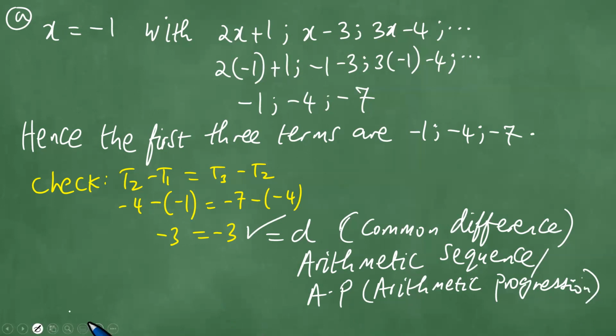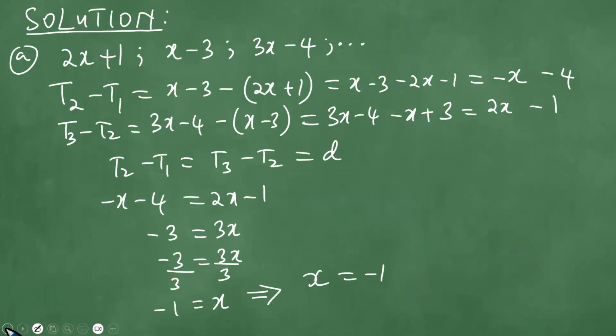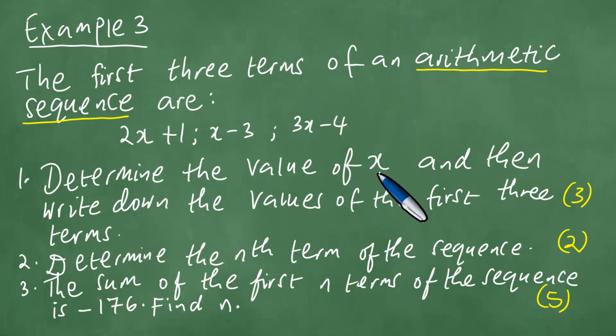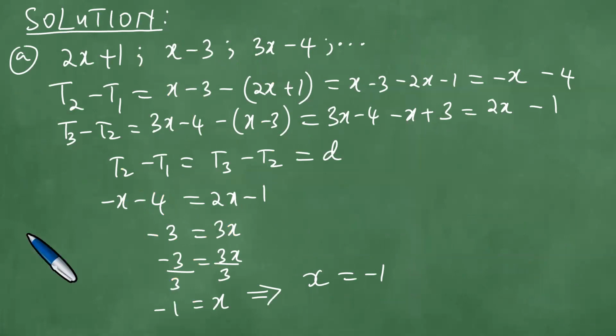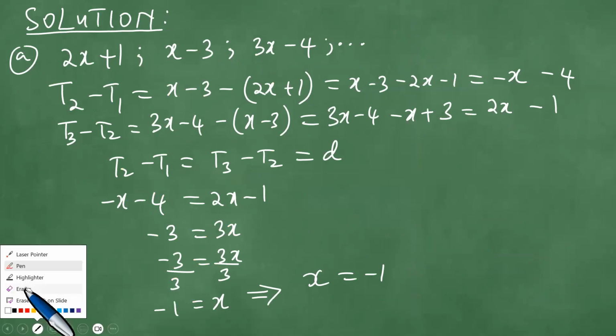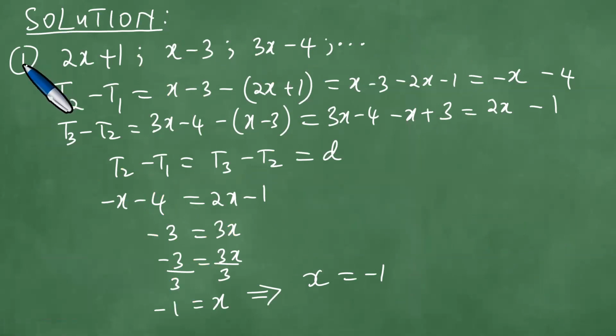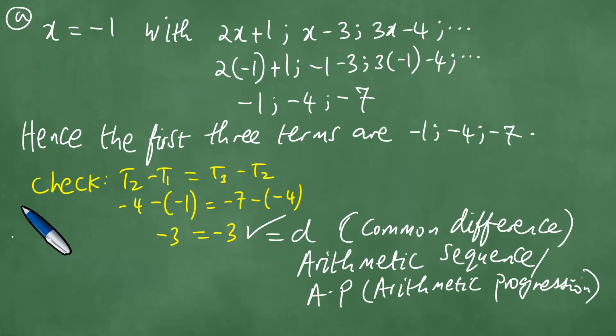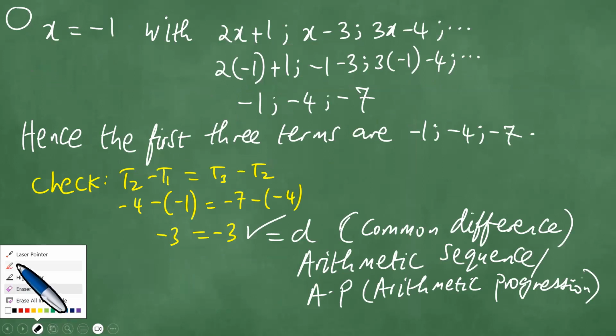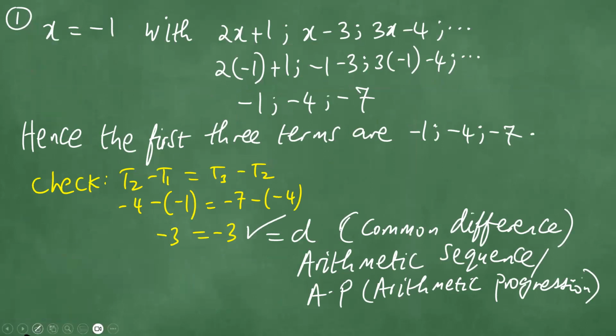With that said, we continue to do the other part of the question. Part A was: determine the value of x. We got x to be -1, and then write down the values of the first 3 terms. We've already done that. So we note that this is question 1. And now we're going to be looking at question 2.